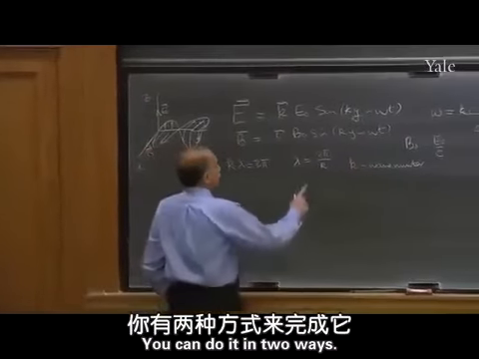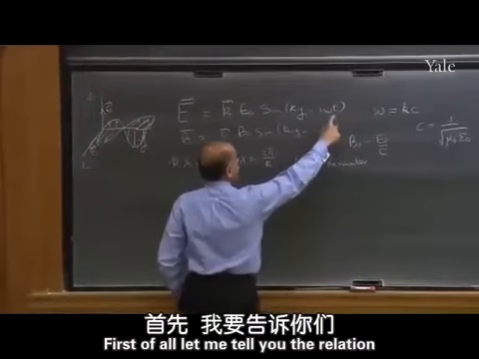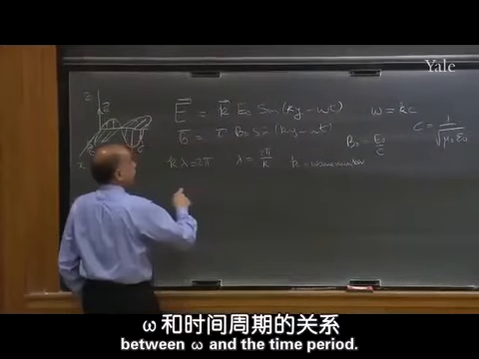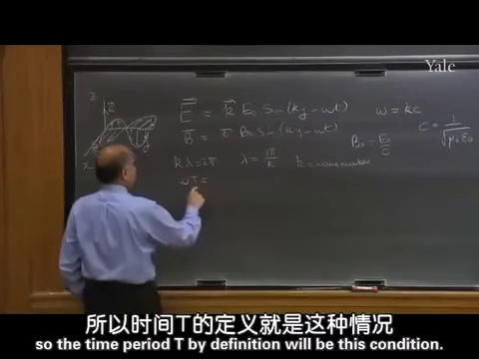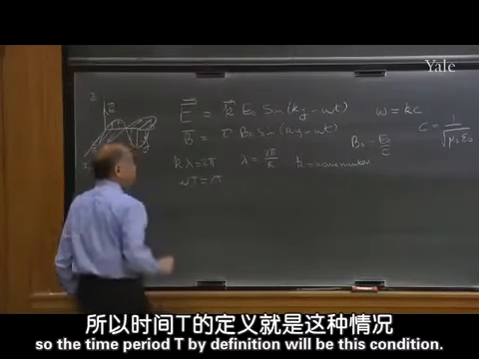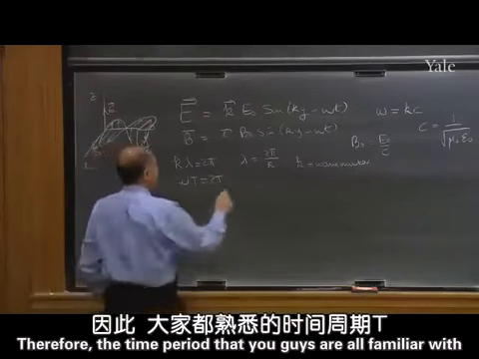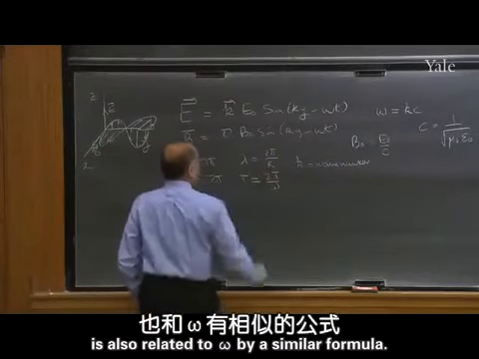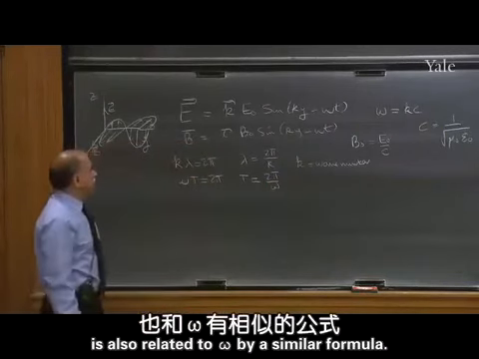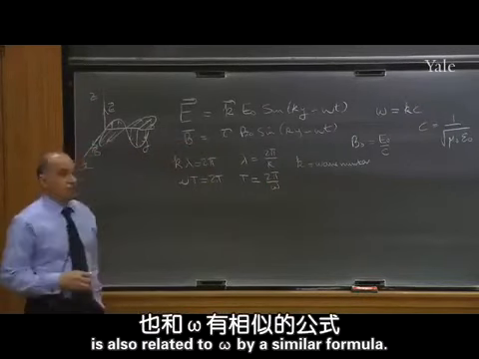You can do it in two ways. First of all, let me tell you the relation between omega and the time period. If you wait a full time period, everything should come back to where it was. So the time period T, by definition, obeys this condition. Therefore, the time period that you are all familiar with is also related to omega by a similar formula.